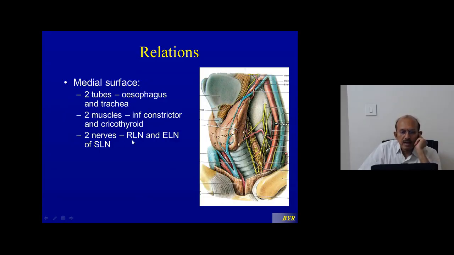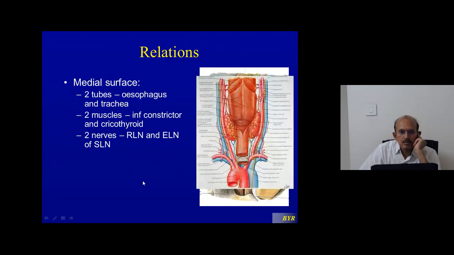Medially, there are two nerves: the recurrent laryngeal nerve and the external laryngeal nerve of the superior laryngeal nerve. On the posterior surface, that means this is the posterior surface of the gland, there is the carotid sheath enclosing the common carotid artery, the internal jugular vein and of course the vagus nerve.